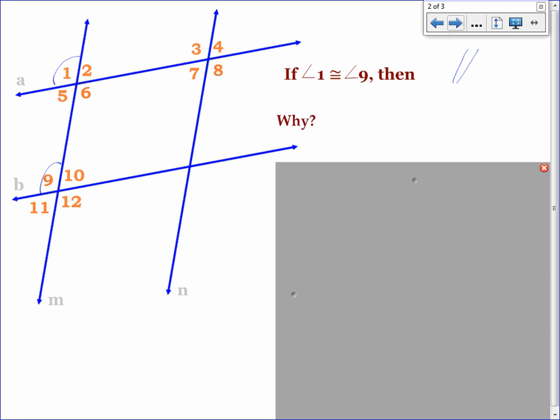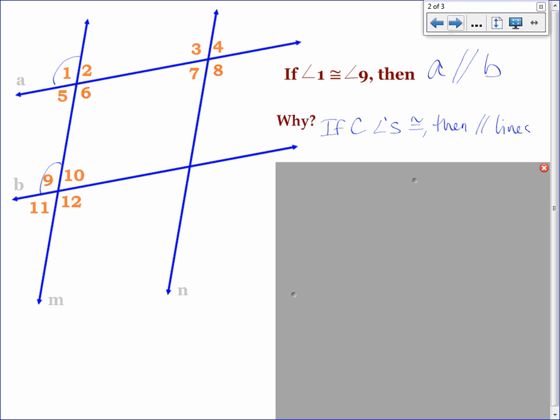Why isn't it M with N? Yeah, the angles aren't even touching N. Has nothing to do with line N, right? So 1 congruent to 9 tells you that A is parallel to B. So what reason from the previous slide would we actually be using? If corresponding angles are congruent, then parallel lines.